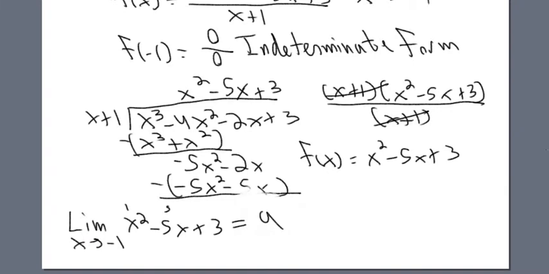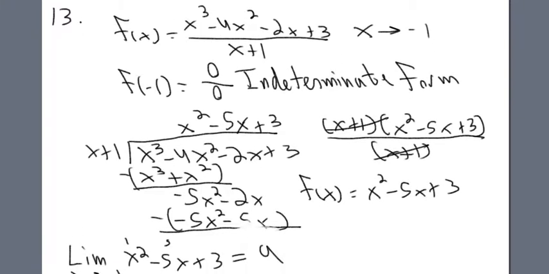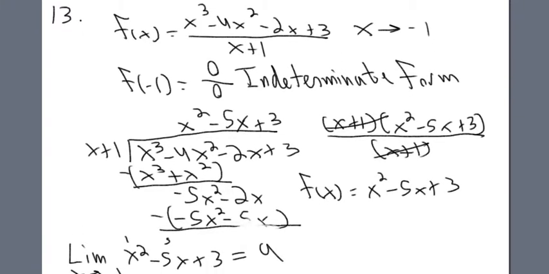So that's it. On each of these, we're just looking for the removable discontinuity. So we proved indeterminate form, factored, canceled, simplified, and plugged it in. Pretty simple. Okay, that's it for lesson 2.3's problem set.